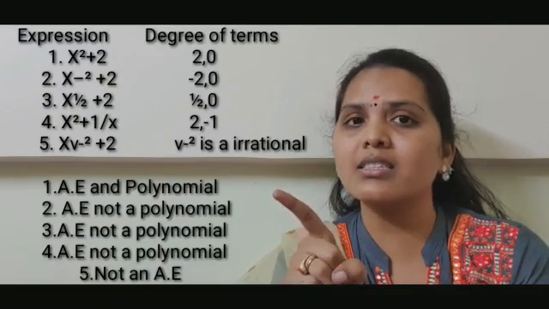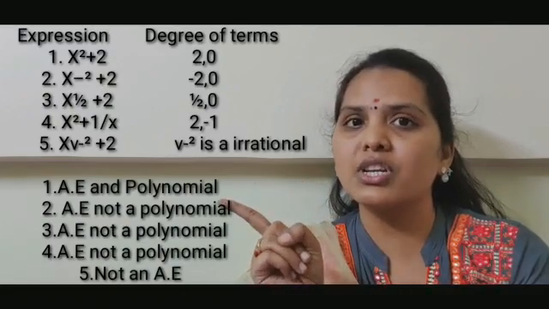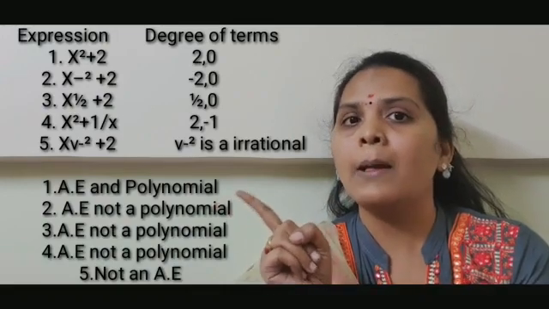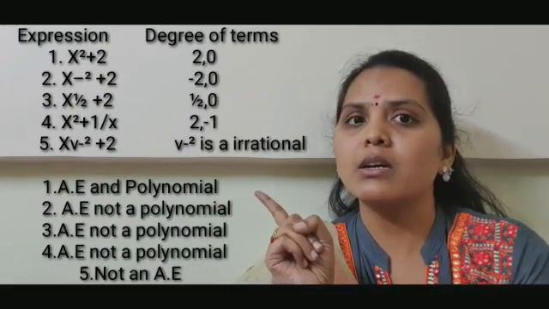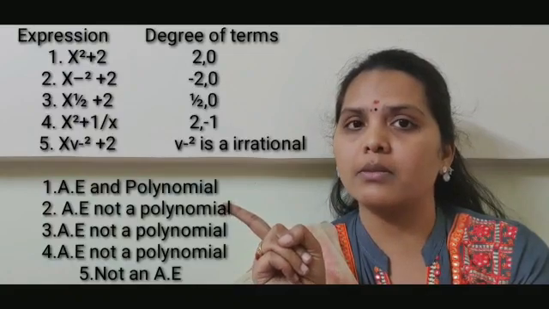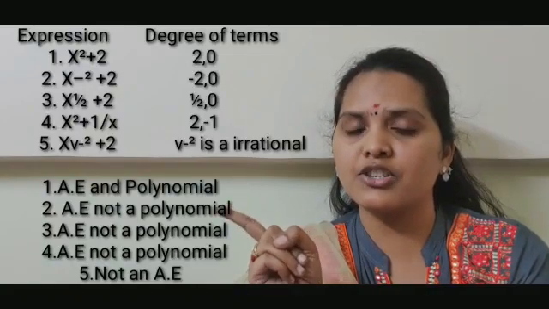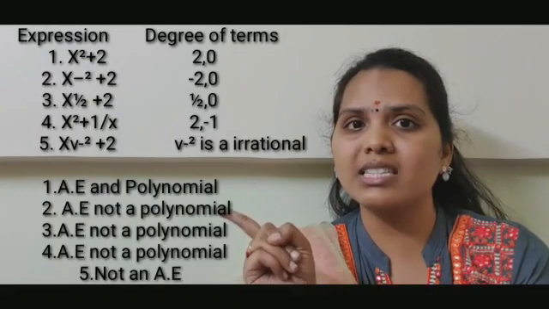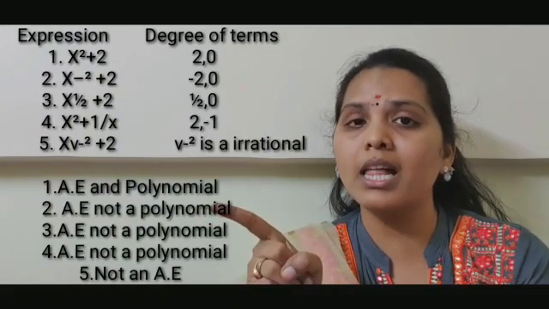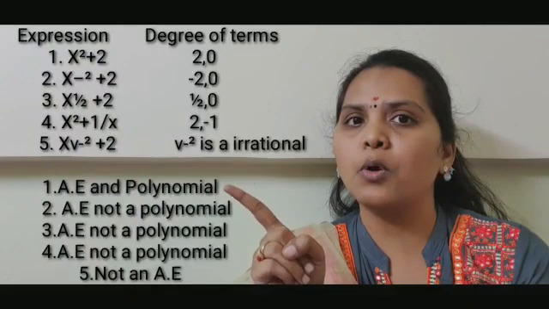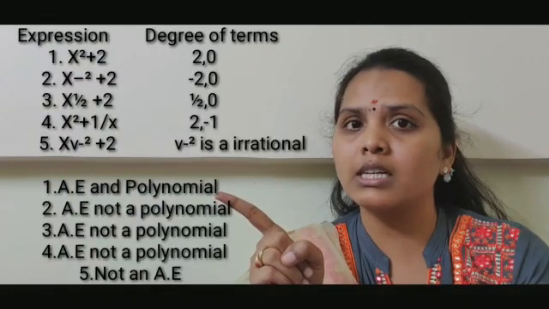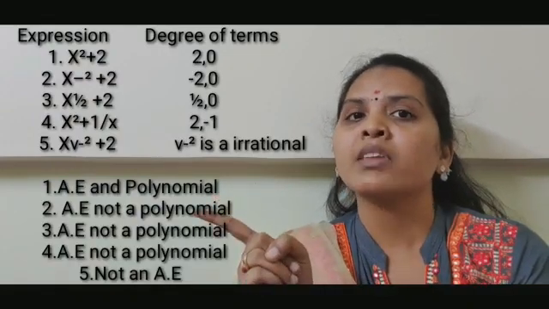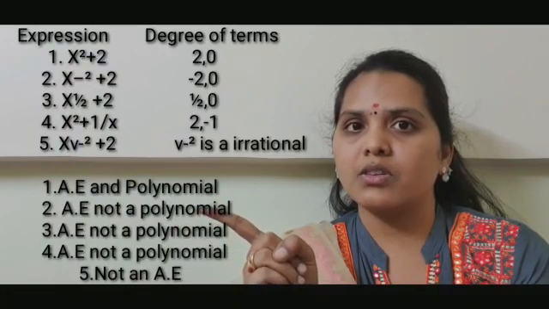So the condition is, if you want to call any expression an algebraic expression, the powers of the involved variables must be a rational number or rational numbers. But if you want to call any algebraic expression a polynomial, the powers of the involved variables among all the terms must be a positive integer.